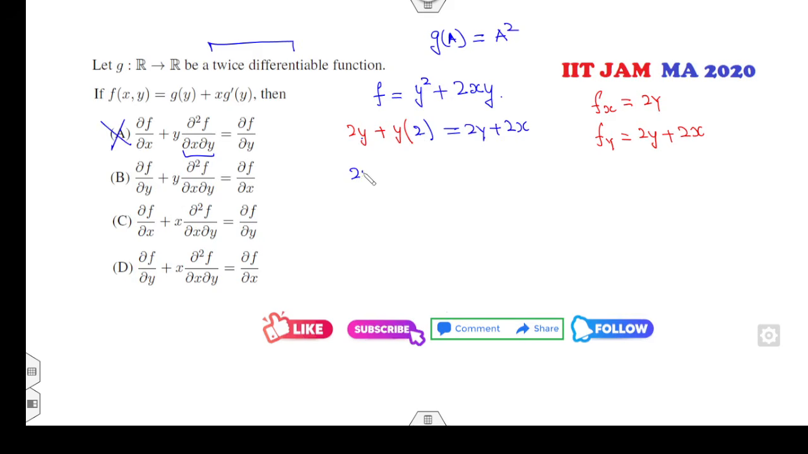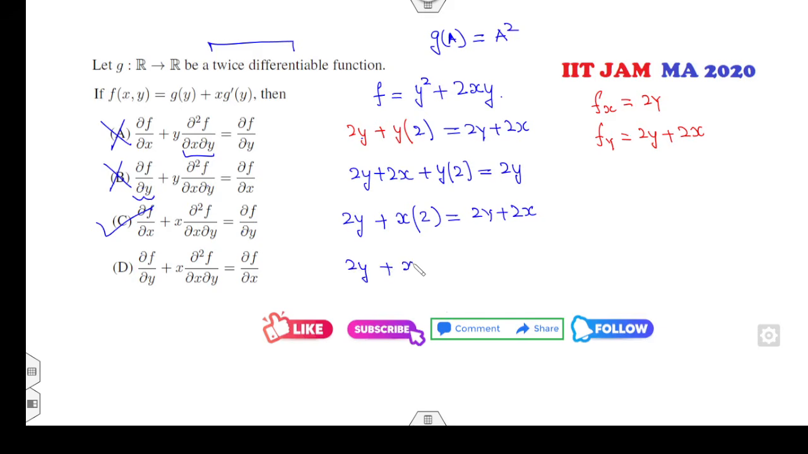Look at the second case. 2y plus 2x, this is a partial derivative with respect to y, plus y into 2, is it equal to 2 of y? Not satisfied. Partial derivative with respect to x plus x into 2. Fine. Is it partial derivative with respect to y? 2y plus 2x, satisfied. 2y plus x into 2, which is equal to partial derivative with respect to x, 2y, which is not satisfied. C is the right answer of the problem.